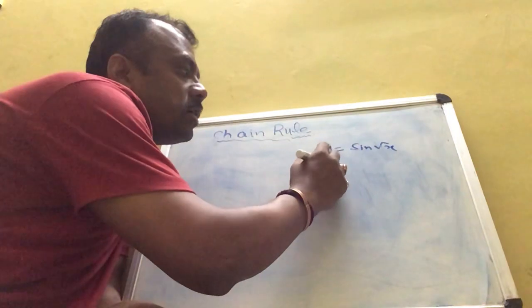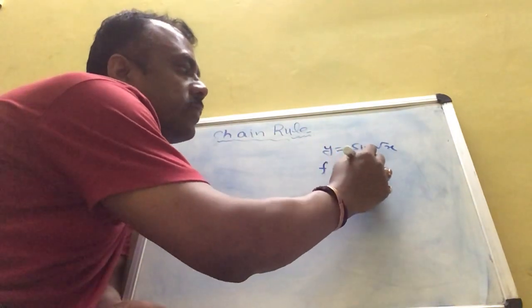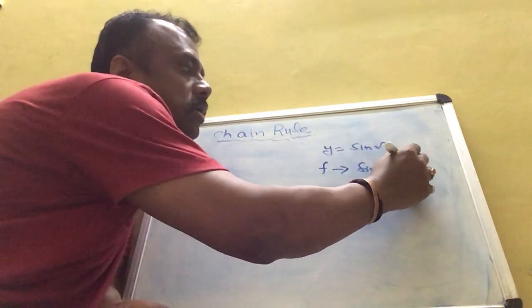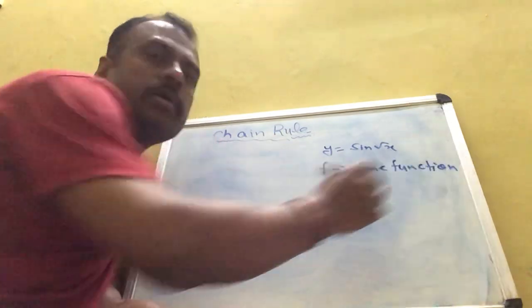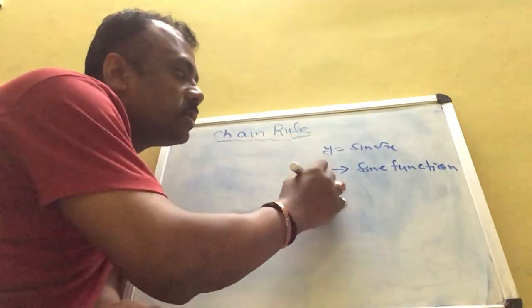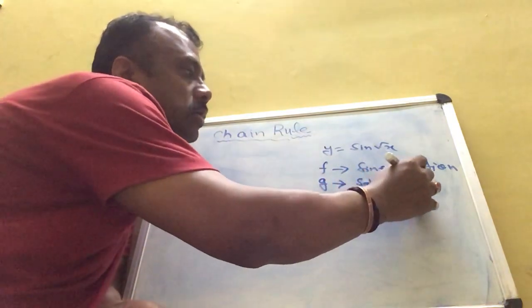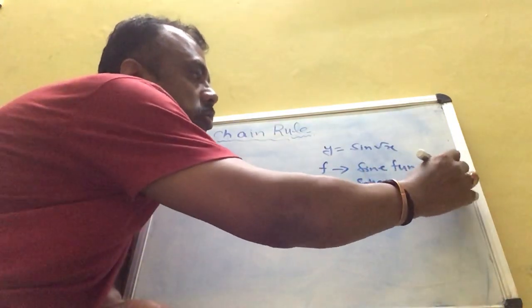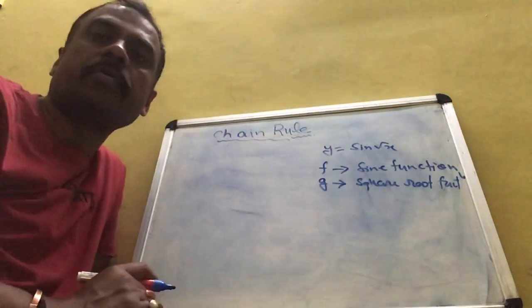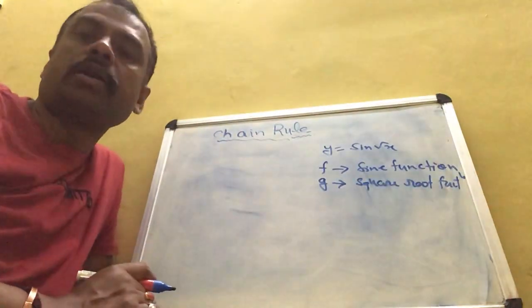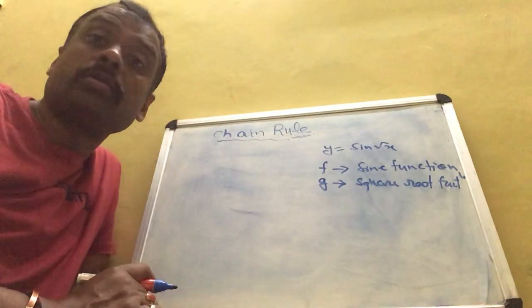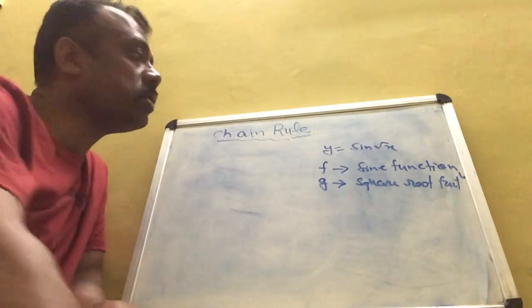One function is the sine function and another function is the square root function. So to deal with these types of problems, we have to adopt one rule, that is called the chain rule. What is the chain rule? Let us find out.